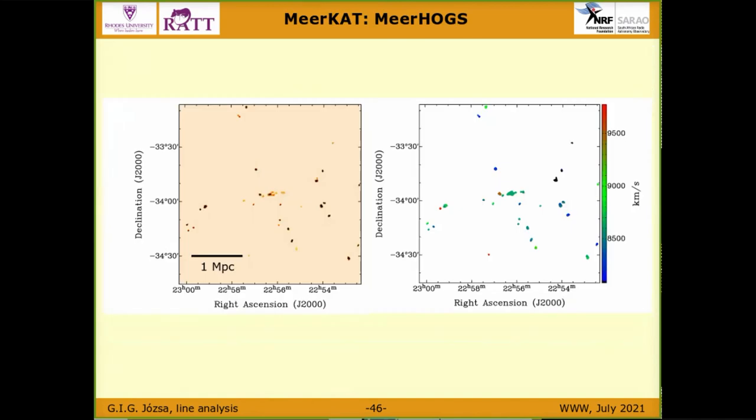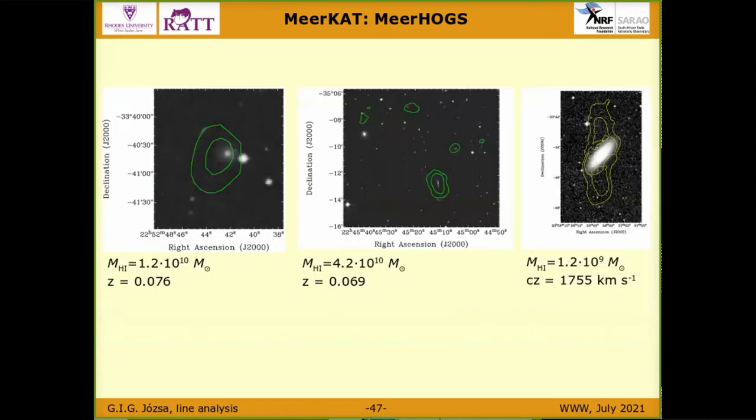Once you've done that, you can actually filter out the galaxies in your survey and determine the velocity structure of the survey, as shown here. And obviously identify interesting sources, like the one to the right, which is a highly warped galaxy.